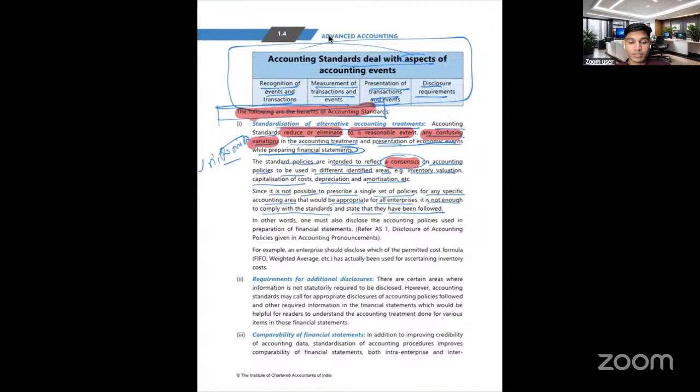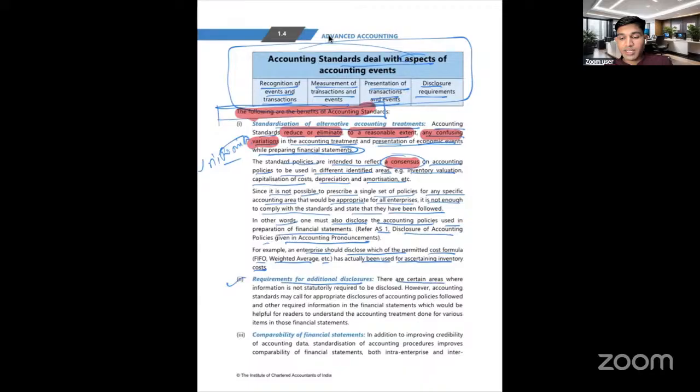In other words, one must also disclose the accounting policies used in the preparation of financial statements. For example, AS 1 states disclosure of accounting policies given in accounting pronouncements. For example, an enterprise should disclose which of the permitted cost formulas like FIFO, weighted average, etc., has actually been used for assigning inventory cost. Okay. Then the second benefit is requirement for additional disclosure.